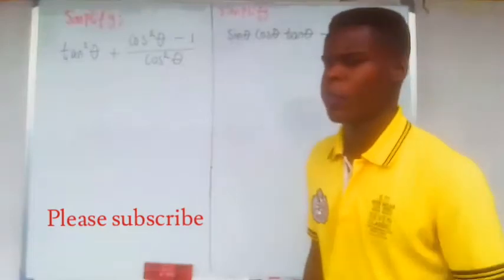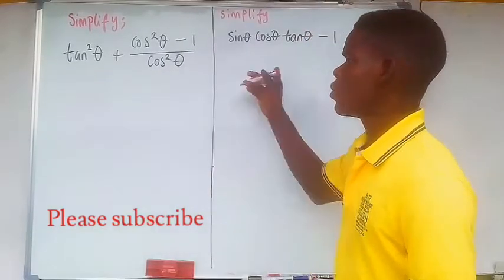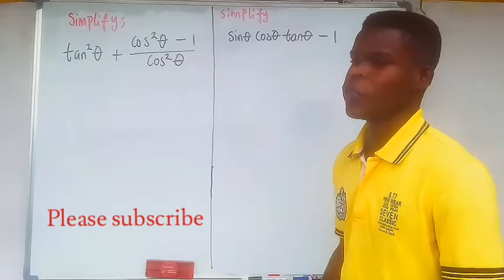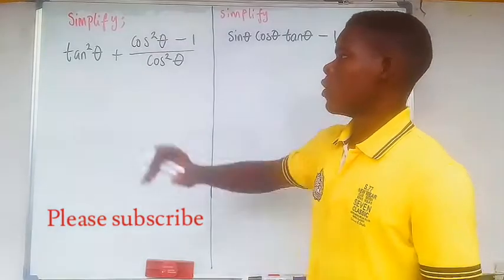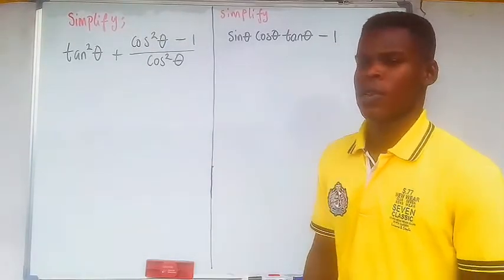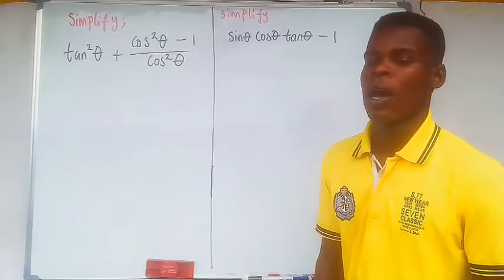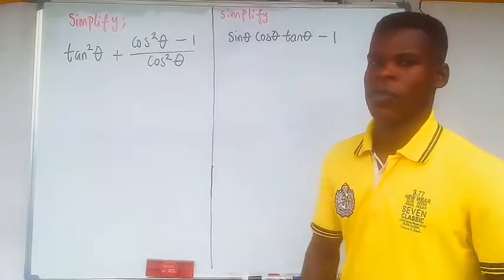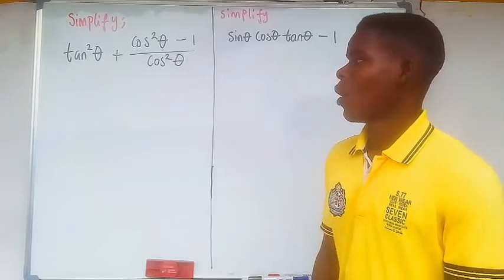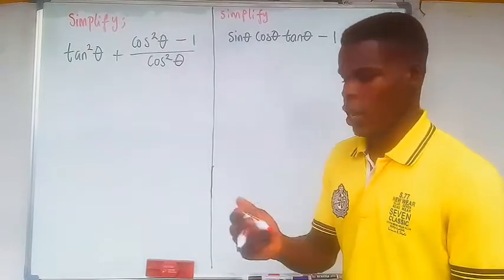Now here we are given to simplify these two trigonometric expressions. The first is tangent square theta plus cosine square theta minus 1 divided by cosine square theta. Now, let's just go ahead with this.